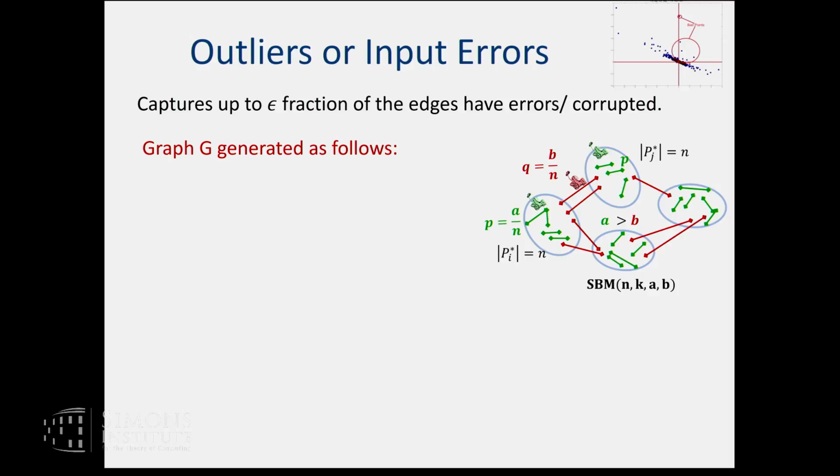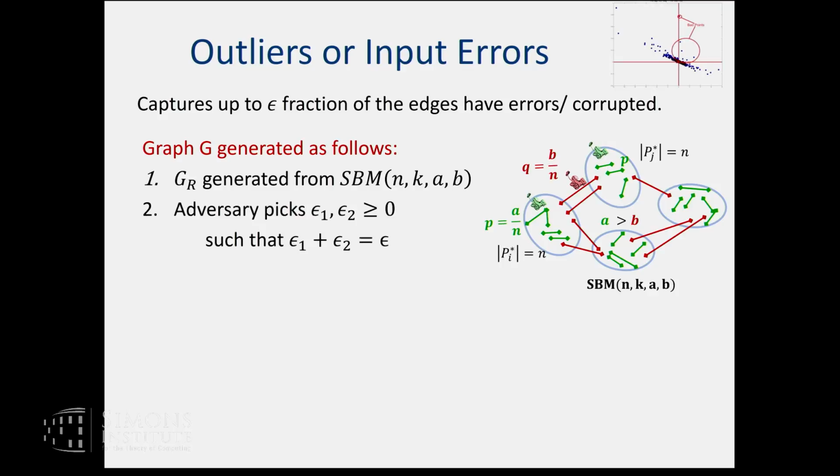So how do we capture outliers or corruptions? We'll assume that the graph is generated by the following process. The graph is first drawn from a stochastic block model, as before. And then the adversary has a budget. Let's say that m is the number of edges, or the expected number of edges, in this graph. The adversary has a budget of epsilon m, and can add or delete edges, adding whatever edges he or she wants, or deleting whatever edges have been produced.